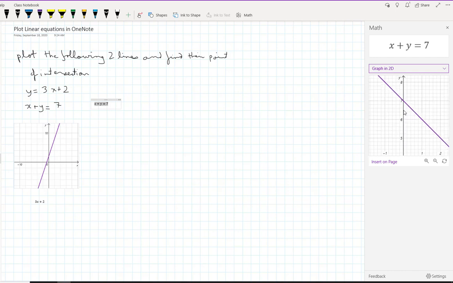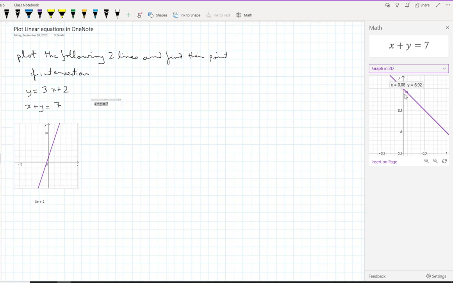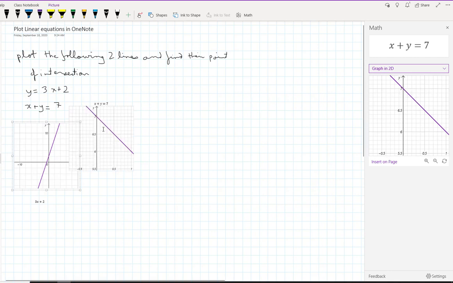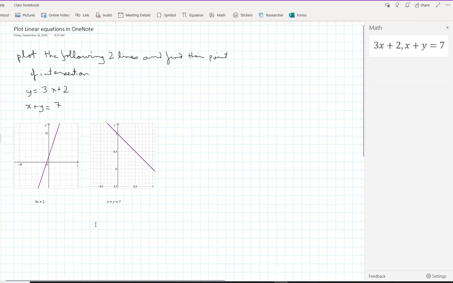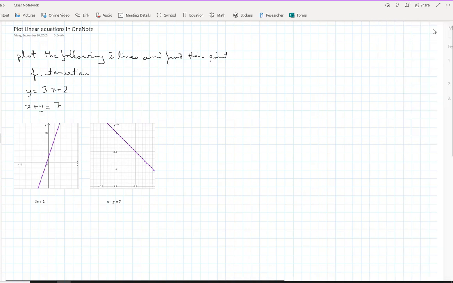I'll just zoom in, and we'll see that much more clearly. So you can see here the slope. If we go down 1, we go to the right 1, down 2, to the right 2, and so on. So we'll insert that on the page and label it here. Now, if we want to find the intersection of those two lines, we have to write them out in a specific way. There's a little bit of a trick to plotting these, so the syntax is going to be important.